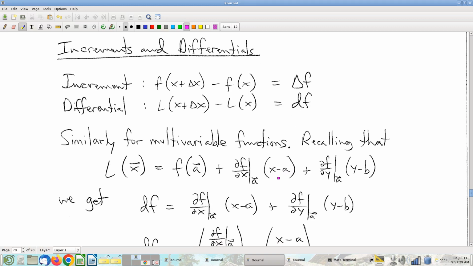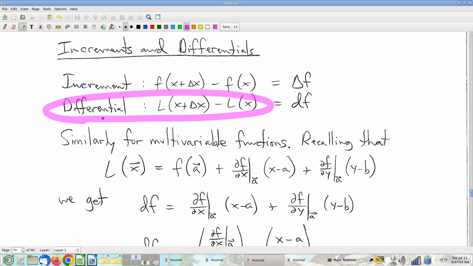A little bit of terminology. These two words, increment and differential, are closely related but importantly different. Increment means the actual amount that the function changes as you change the input. Increment means an actual change in the function. Differential means our linear estimate of that change, or said differently, how much does our linear approximation change? Right? So that's the idea.